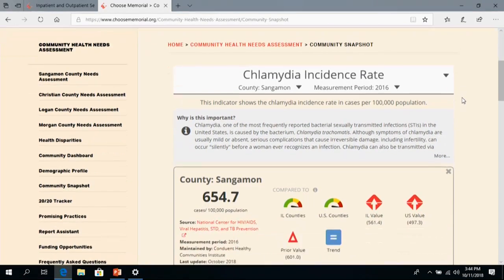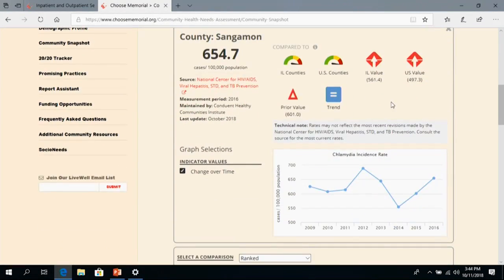So when you click on an indicator, it tells you selected Sangamon. You can change it if you want to look at another indicator. It tells you what the measurement period was. It tells you why this is important, and you can click here and get a little more information. And you come here, so it's telling me again it was Sangamon County. It's telling me what our numbers are. It's telling me the source. So this is where the information came from. The measurement period was 2016, and the last update was October 2018.